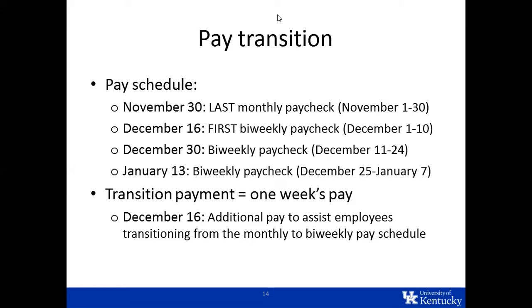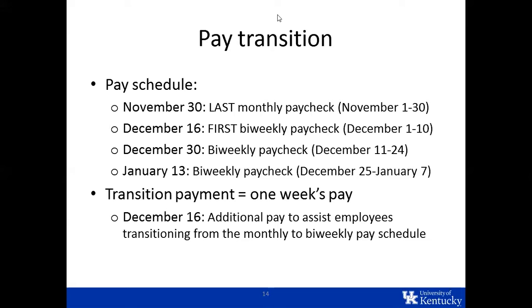However, December 30th is the first full biweekly paycheck that you will receive. Again, you'll see that there is that lag. You'll be paid for December 11th through December 24th, and for that period of time, you'll be paid out on December 30th. Now, January 13th sticks with the new rhythm of the biweekly pay cycle, and that paycheck will include December 25th all the way through January 7th.